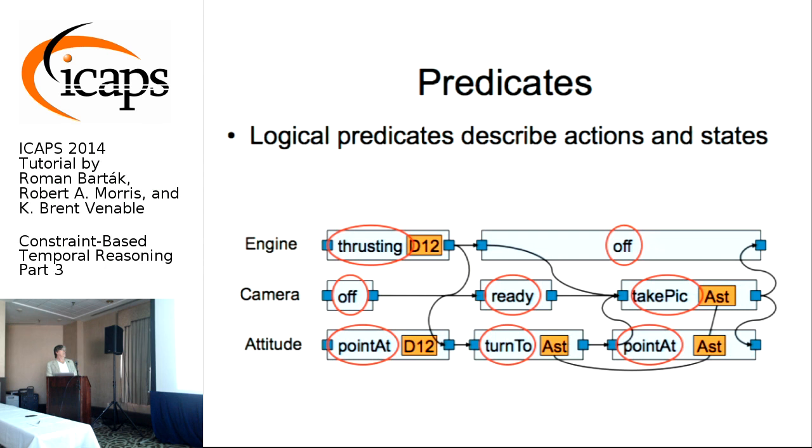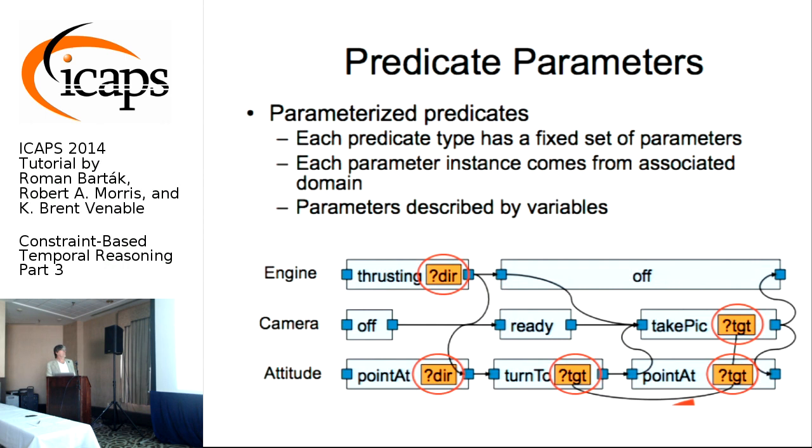You can see that an interval is composed of an activity that has a predicate assigned to it. So thrusting, off, ready, take pic, point at, turn to are all predicates describing actions and states. The predicate parameters: each predicate type has a fixed set of parameters, and each parameter instance comes from an associated domain. So thrusting is a predicate with a variable called dir, which has a domain consisting of different directions that it can be thrusting towards.